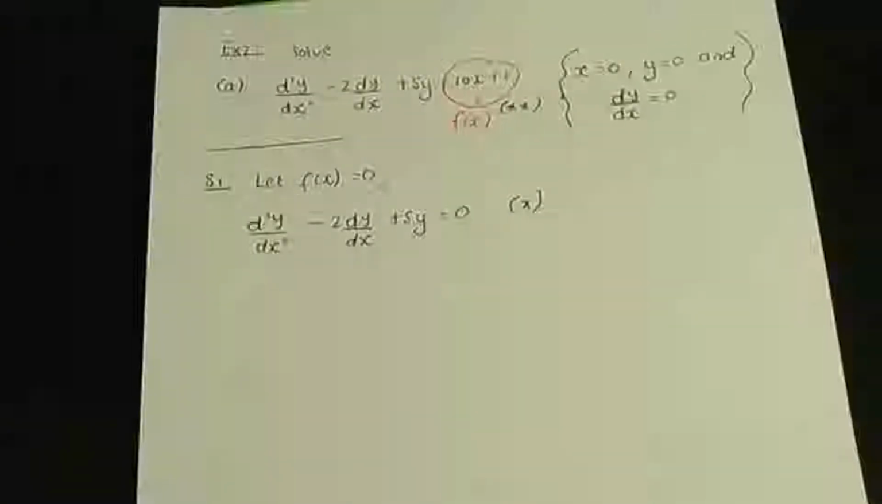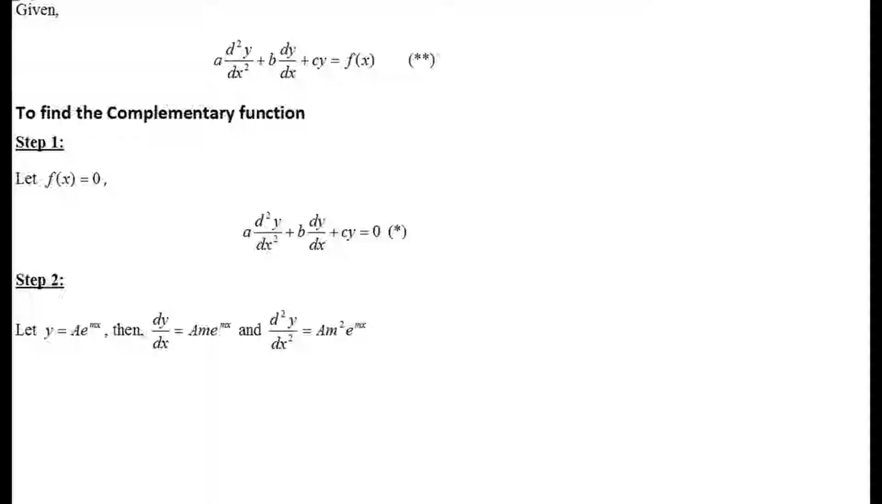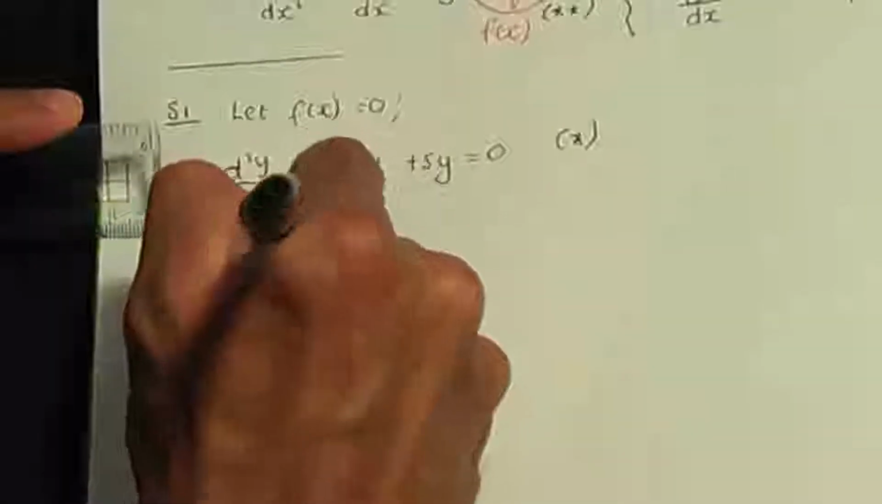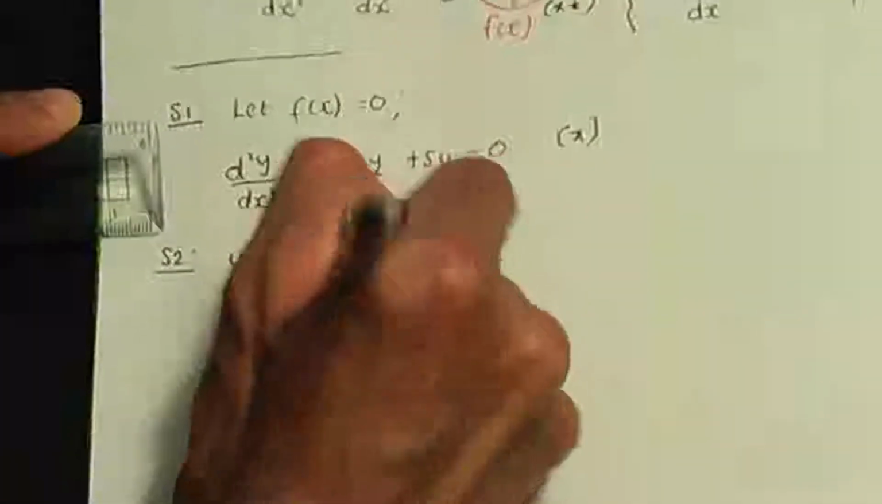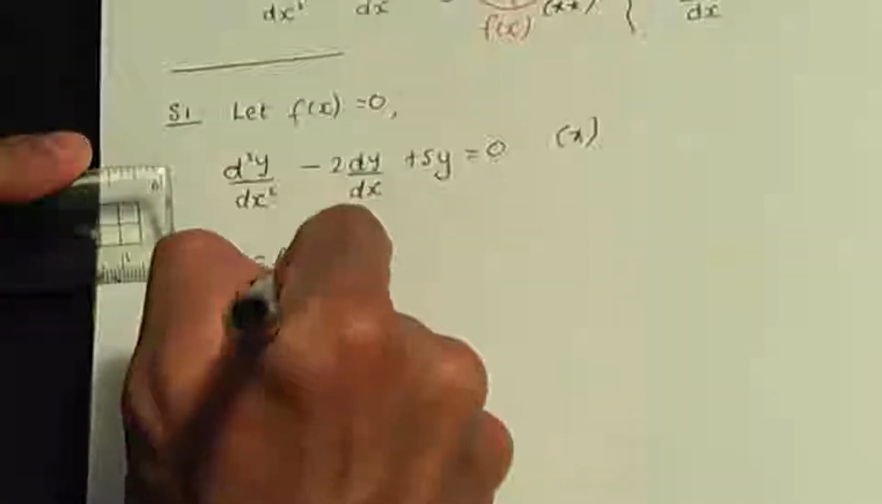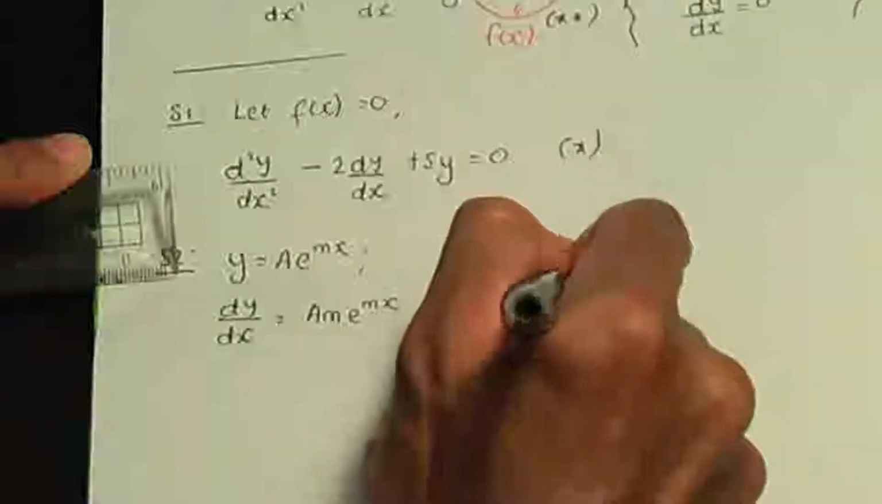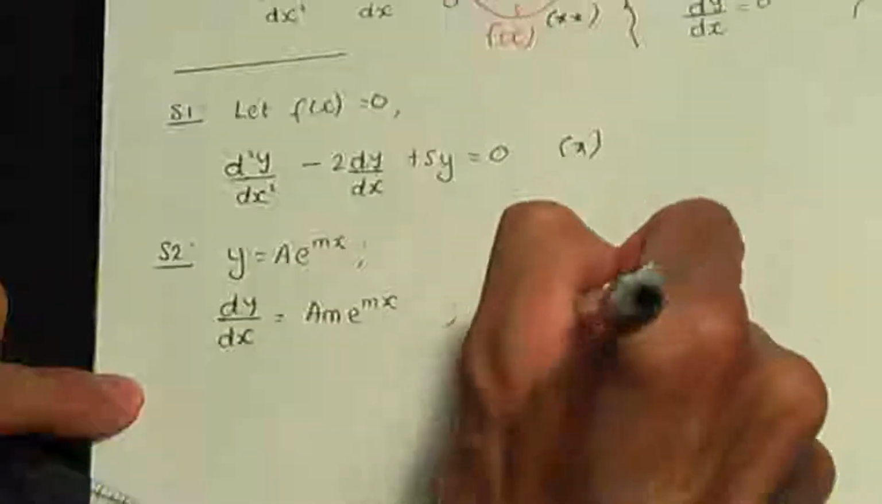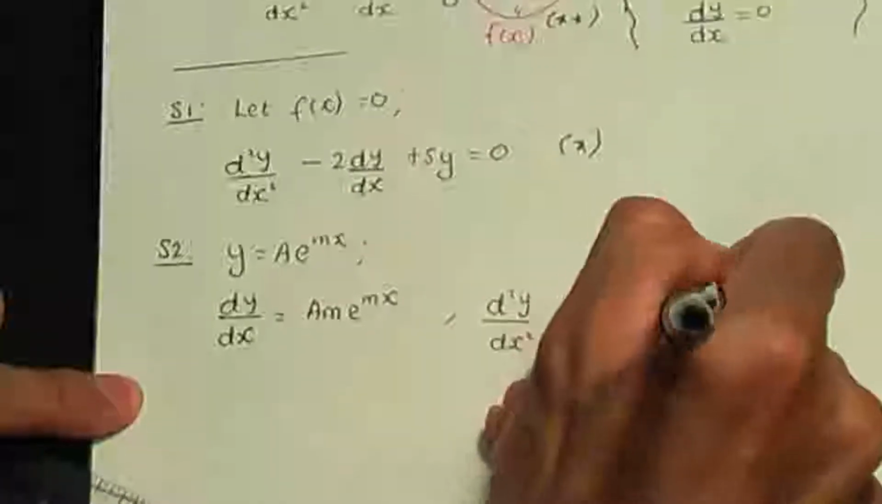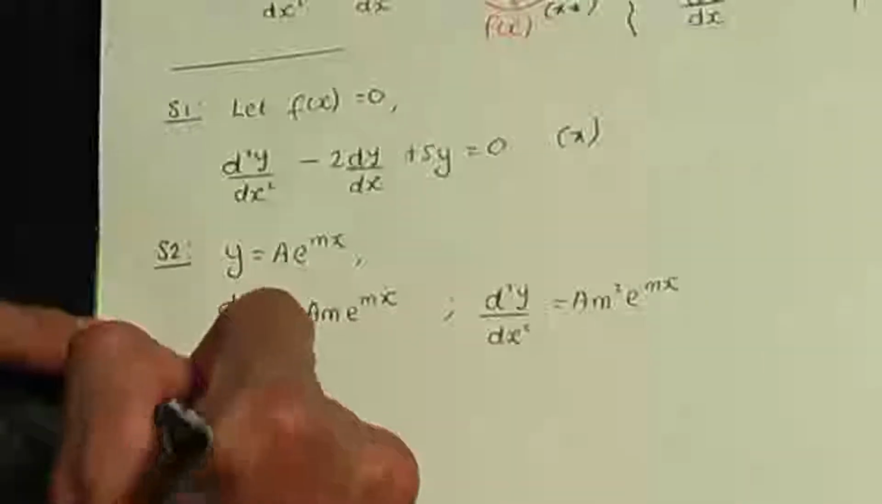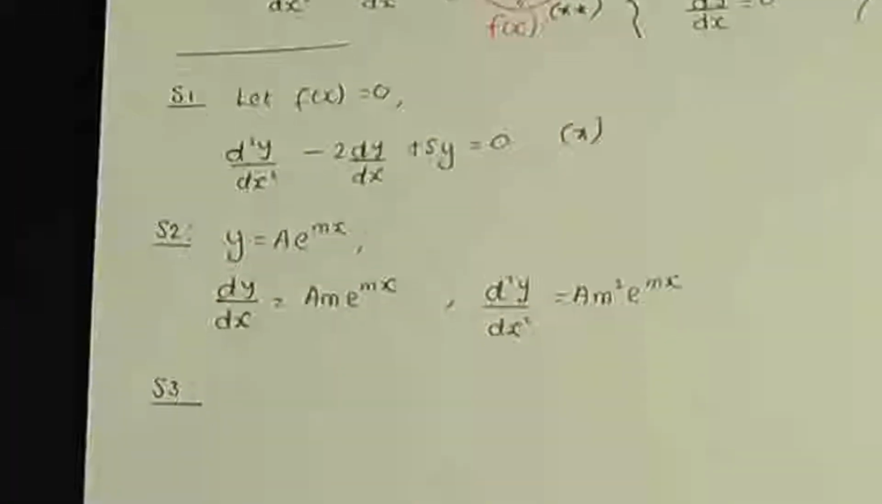And let's go back to the next screenshot. So remember step number 2, we let y equals capital A e to the mx, and using this we work out dy over dx as well as d2y by dx squared. Okay, so back to the paper and pen. So in step 2, y is capital A e to the mx, so dy by dx, that would be Am e to the mx, and d2y by dx squared, that will be Am squared e to the mx. Okay, so that takes us to step number 3.